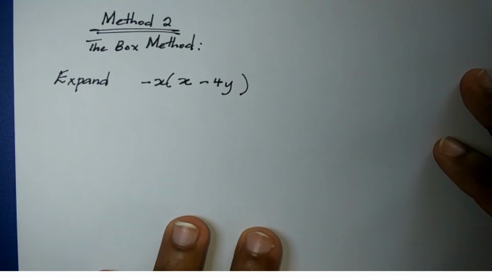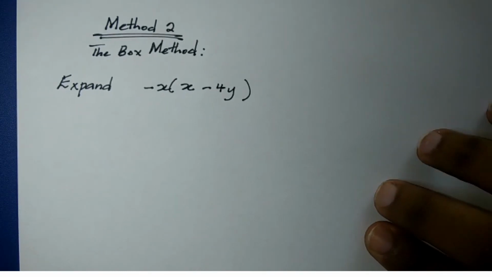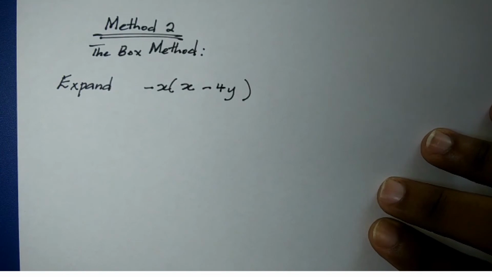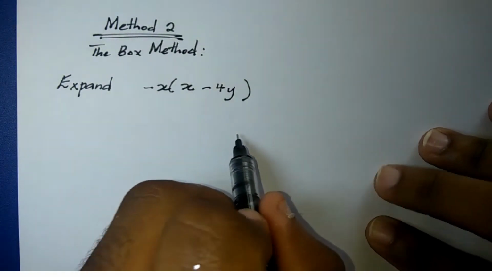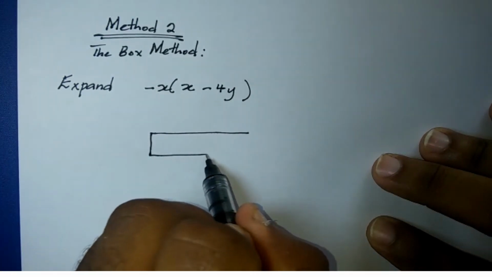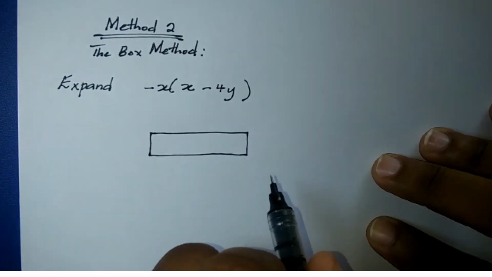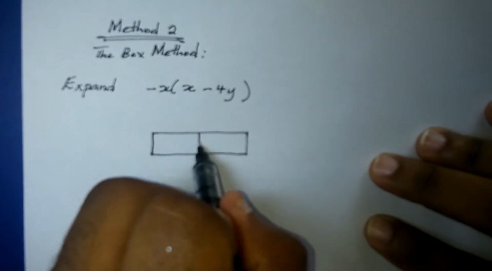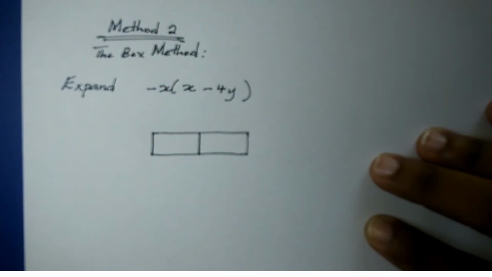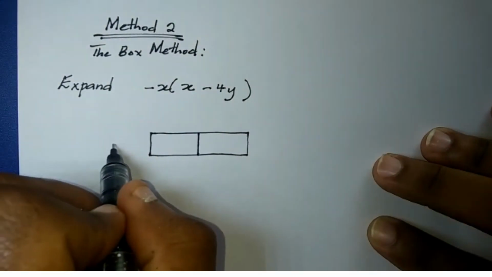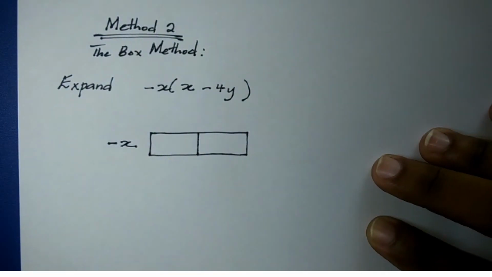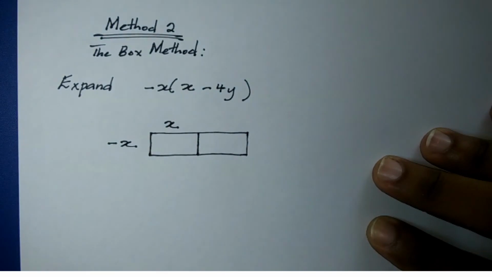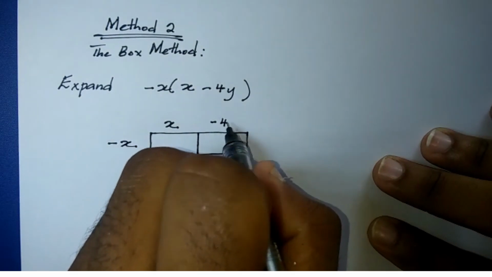Okay, so we can use the box method to also help us with this. Let's look. There's one thing, one term on the outside of the bracket, so I'll just need one row. But there are two terms inside of the bracket, so I'm going to need two columns. On the outside, I'm going to put my negative x, and on the top, the x and the minus 4y.